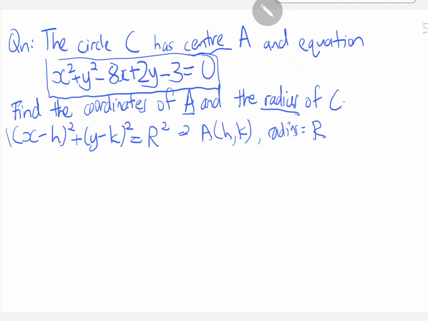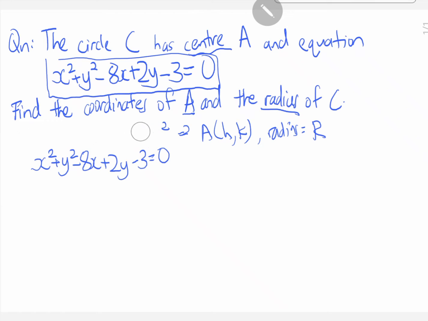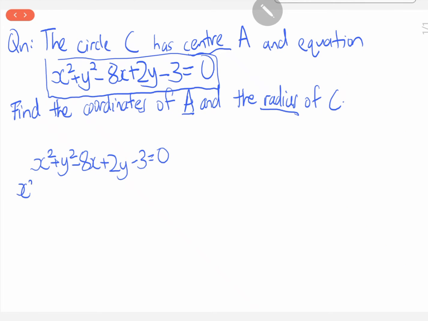So let's complete the square now. We have x squared plus y squared minus 8x plus 2y minus 3 equals 0. So let's erase this. Now let's bring the x terms over to one side: x squared minus 8x plus y squared plus 2y equals 3. So we bring the constant to the other side.